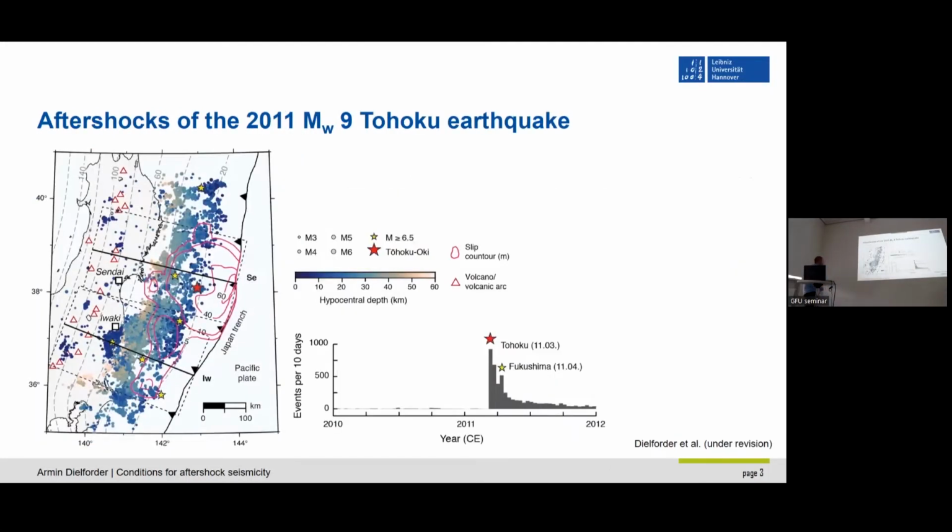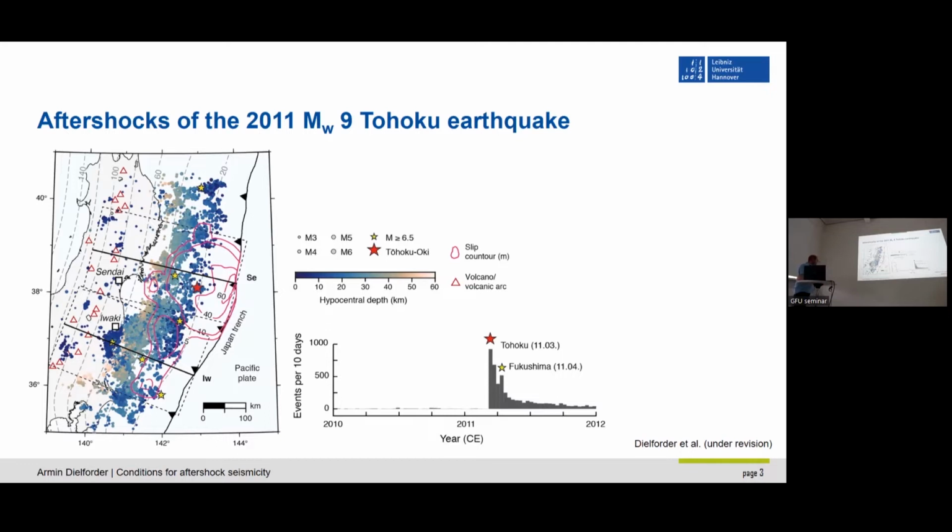So here you see another map of northwestern Honshu. This is a coastline outline. The red star here indicates the hypocenter of the Tohoku earthquake. And then you have these pink contour lines, which mark slip contours. And you see we have the main slip patch here, offshore Sendai. And this is what I mentioned before: we had up to 60 meters or even more slip very close to the trench.